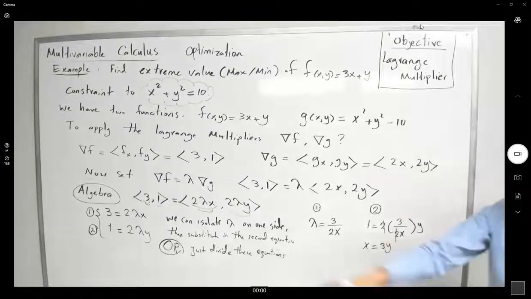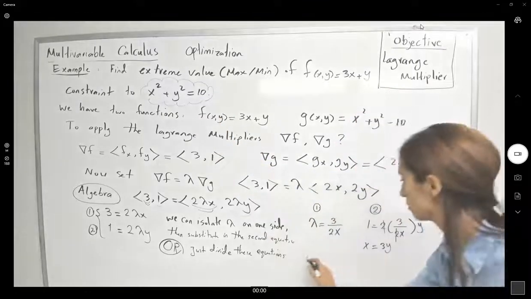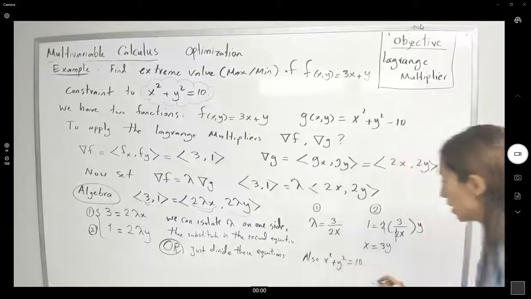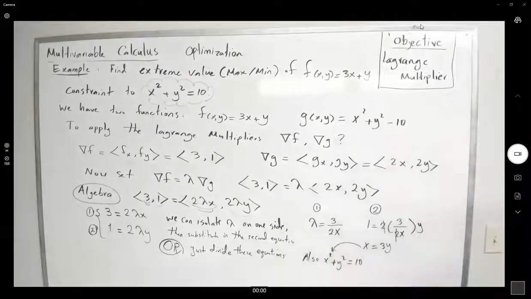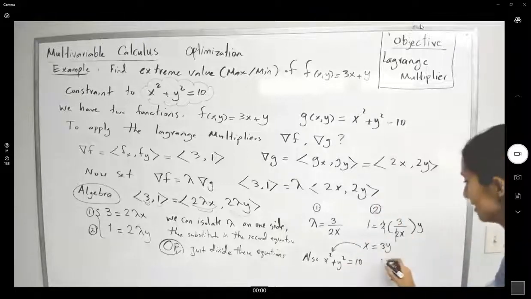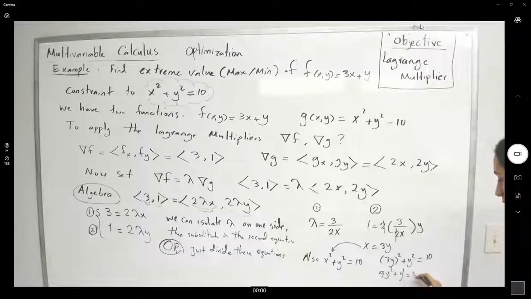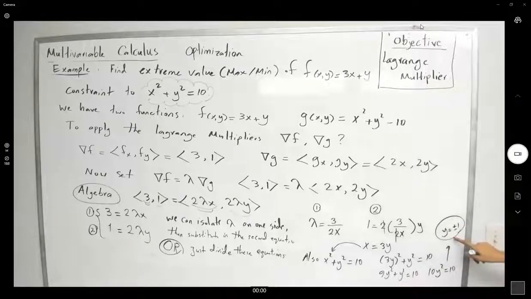I also have another relation between x and y: x squared plus y squared is equal to 10. So just substitute x equals 3y in this equation and solve for y. You get (3y) squared plus y squared equals 10. So you have 9y squared plus y squared is 10, or 10y squared is 10. So y is plus minus 1.